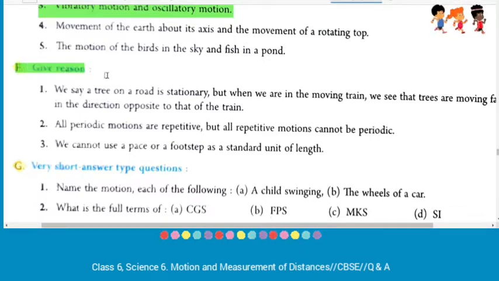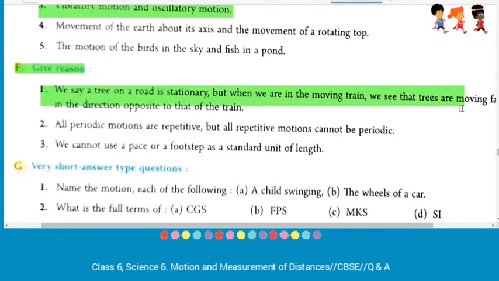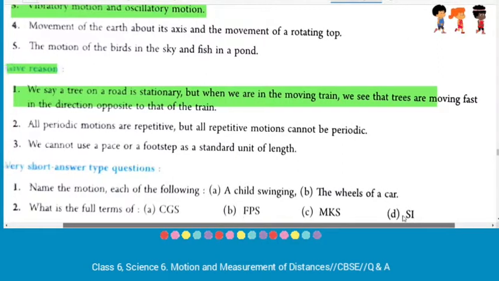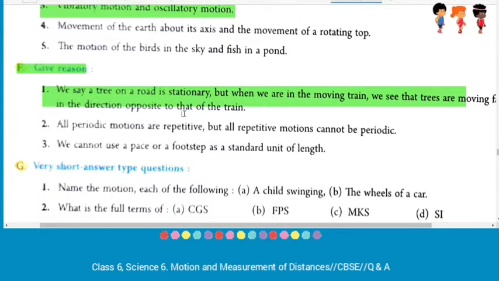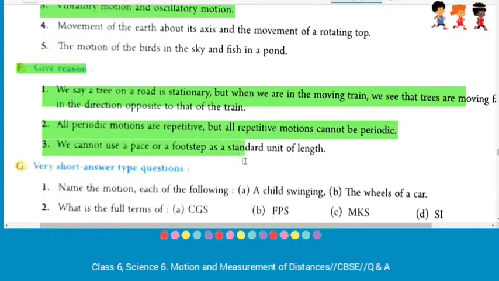Section F, give reason. First question is, we say a tree on the road is stationary, but when we are in the moving train, we see that trees are moving fast in the direction opposite to that of the train. Second, all periodic motions are repetitive but all repetitive motions cannot be periodic. Third one, we cannot use a pace or a footstep as a standard unit of length. So we will see the reasons for these three questions.